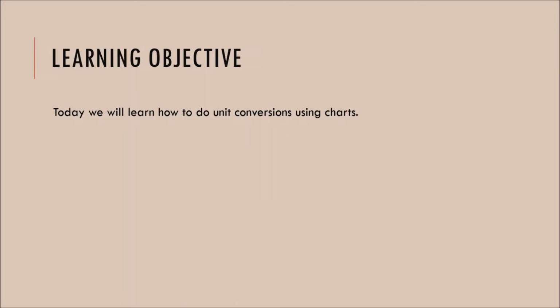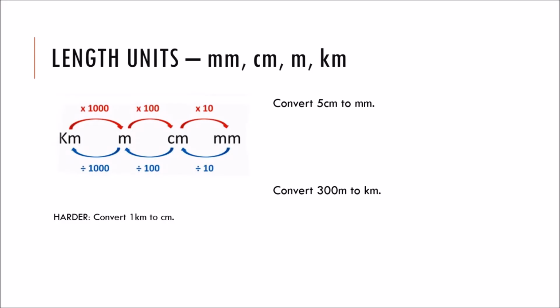Today we're going to learn how to do some unit conversions using charts. Length units such as millimeters, centimeters, meters or kilometers are the things that you measure on your ruler. Often we know what something is in millimeters, but we need to find out what it is in centimeters or meters, for example. So we're going to go through how we change between all of them.